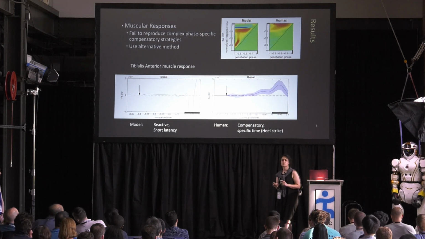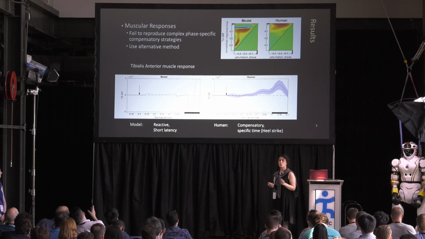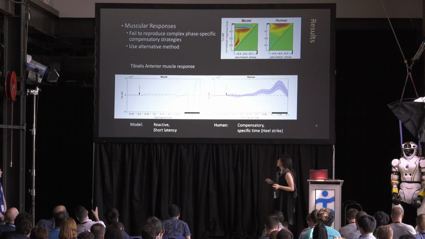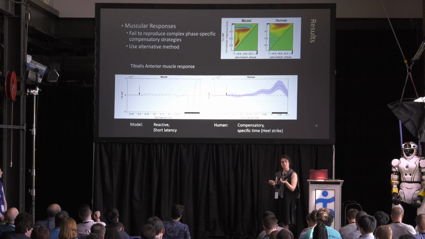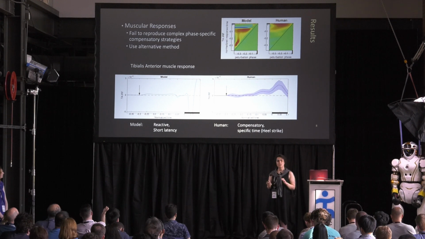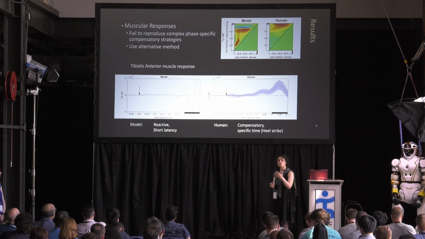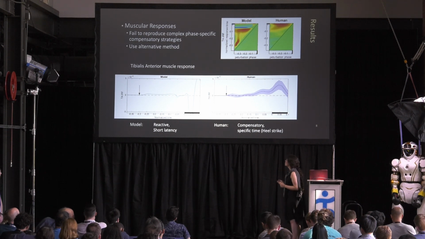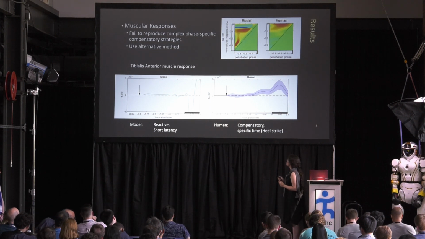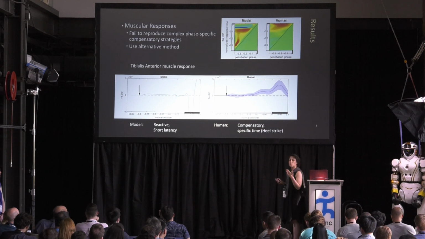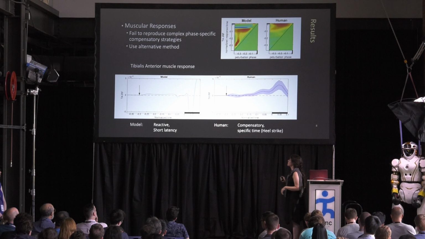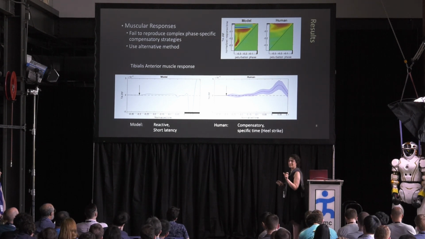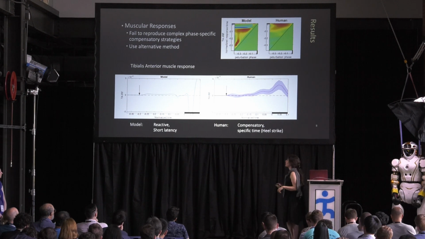But the model cannot replicate the more complicated compensatory strategies. The tibialis anterior is something in the middle because the direction of the response is similar, but the timing is off. Here, for perturbation applied during early swing, you can see that the humans wait and then respond at heel strike, basically, in early stance. The model response comes after a short latency and is basically reactive.